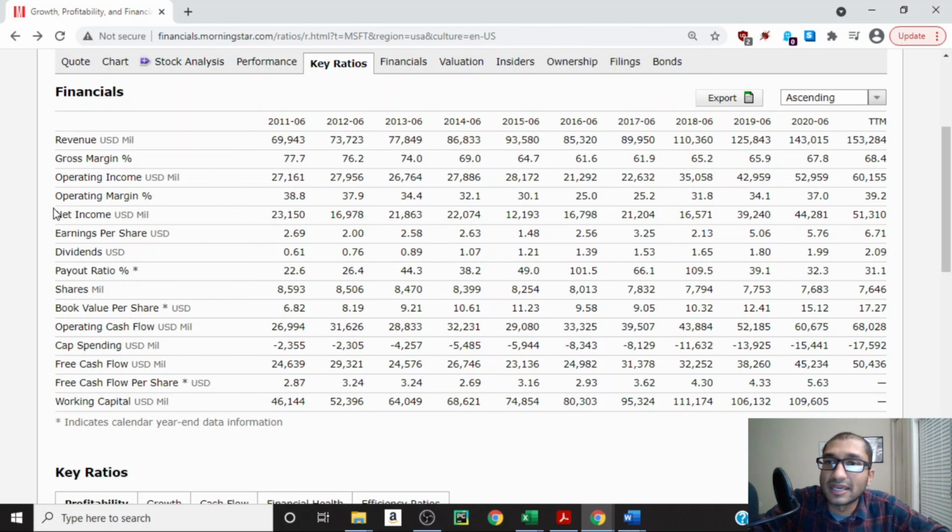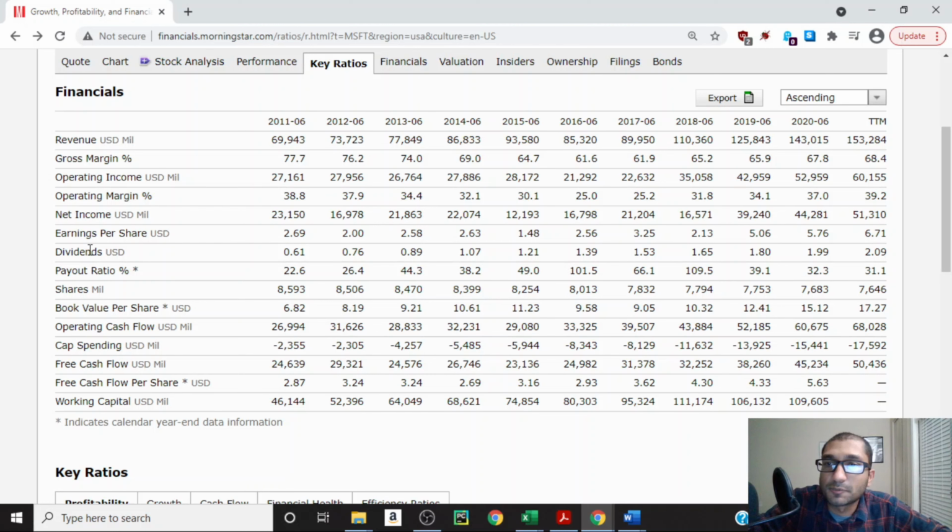After that, looking at the net income, which is the bottom line of the income statement. This is the amount of money that's left with the company once it has paid for its cost of goods, operating expenses, non-operating expenses, interest on its debt obligations, and taxes. Back in 2011, Microsoft's net income was about $23 billion. For the year 2020, it was about $44 billion, and for the trailing 12 months, it's at $51 billion. Microsoft's net income has been increasing every year since 2018.